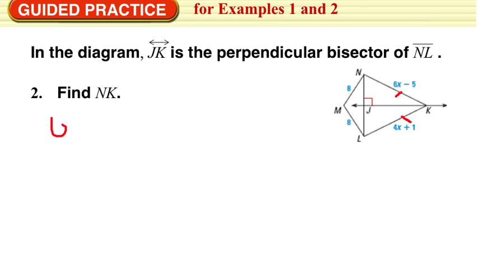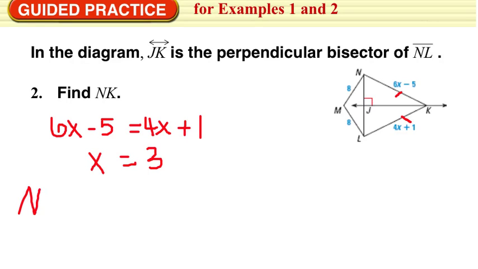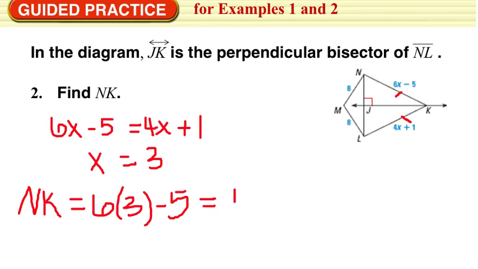So we would say 6x minus 5 is equal to 4x plus 1. And then solving for x, we get x is equal to 3. Therefore, the length of segment NK is equal to 6 times 3, because it's 6x minus 5. 6 times 3 minus 5, which is 13.